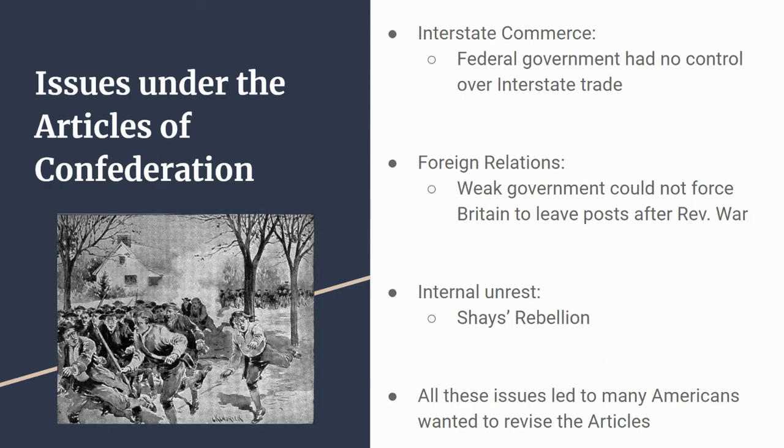We're going to continue now talking about more issues. Let's talk about interstate commerce. Now, interstate is when states are trading between each other, like Connecticut is trading with Massachusetts, let's say. And so each state could place tariffs on goods from other states. Now, a tariff is like a tax on imported goods. So Connecticut could say, we're going to tax anything that's coming in from Massachusetts. And the idea is that more people will be more likely to buy Connecticut-made goods, but it makes trade really hard to do. And again, because we have a weak central government, the federal government has no control over this interstate trade. They have no oversight, right?